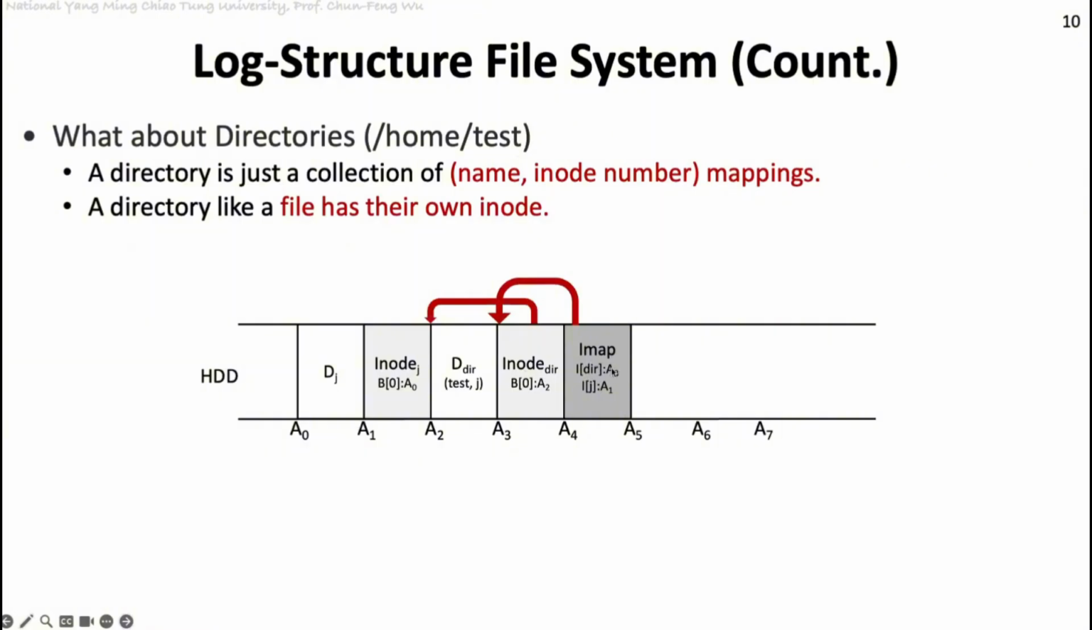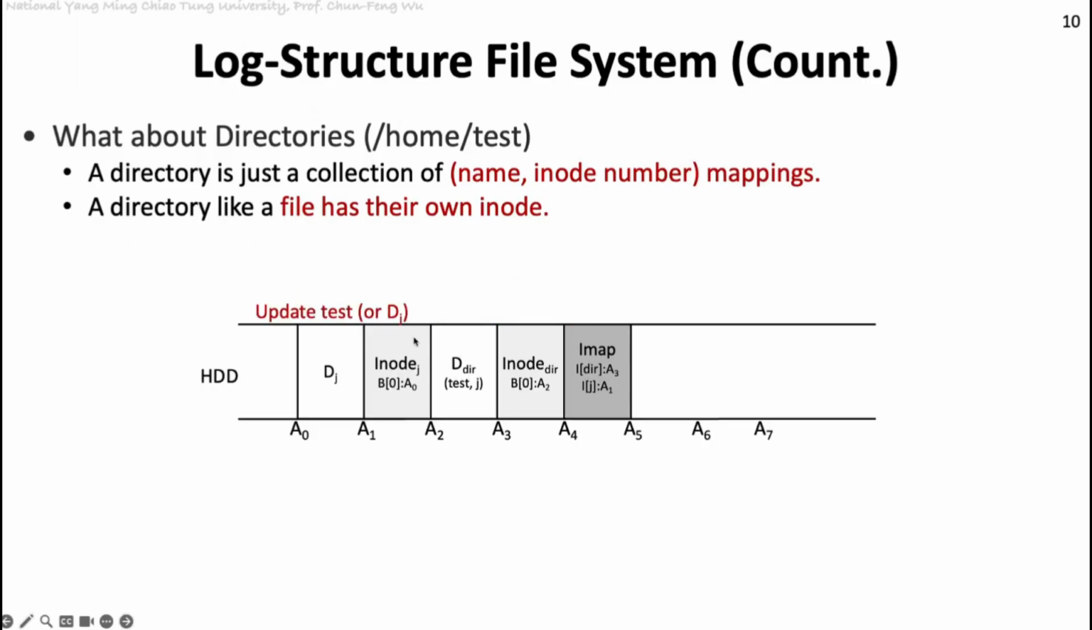So using the inode map, we can look at two different kinds of inodes: one for the directory and one for the file. For the directory inode, we can get the data according to the inode number. To get the directory data, we use the directory inode, and to get the file data, we use the data inode.